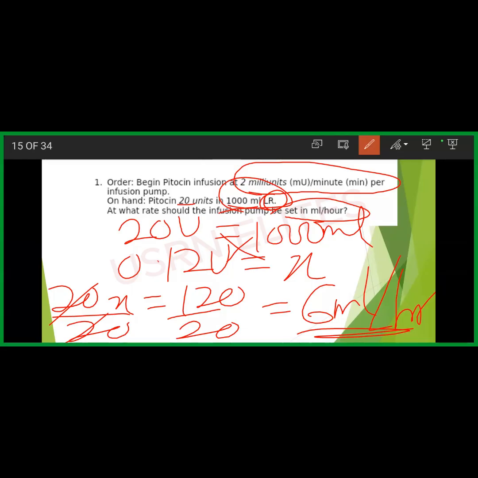Yes, I didn't get that, so now I understand. So it means we are not exhausting the 1,000 mils in an hour. We just want to set it up, so we want to know how many mils it will go for every hour. Okay, I get it now.